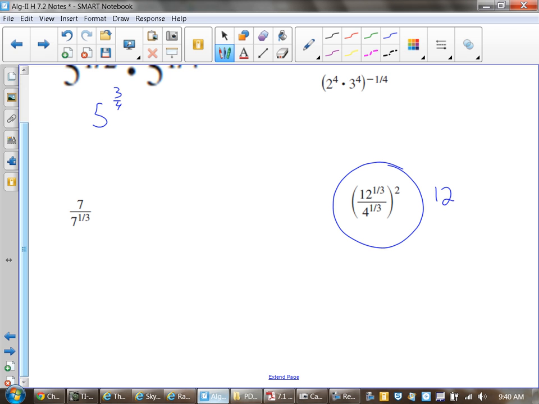So you get 12 to the 2/3 over 4 to the 2/3. Can I simplify that further? Yeah. Notice how they have the exact same exponent? Remember if you had something like 2x squared over x squared, you'd be able to simplify further. In this case here, you can still simplify the values out in front.